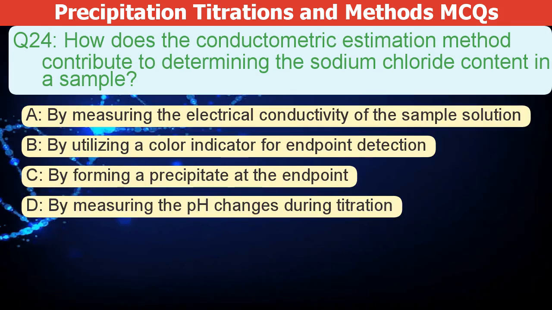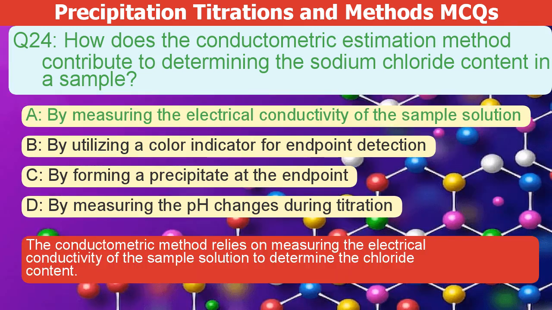How does the conductometric estimation method contribute to determining the sodium chloride content in a sample? A. By measuring the electrical conductivity of the sample solution. B. By utilizing a color indicator for endpoint detection. C. By forming a precipitate at the endpoint. D. By measuring the pH changes during titration.